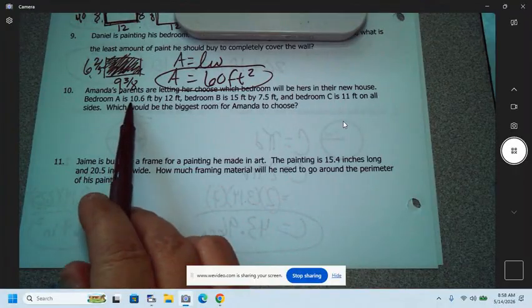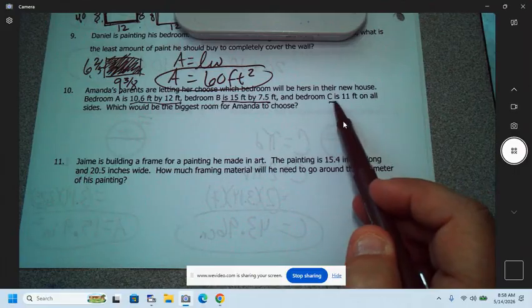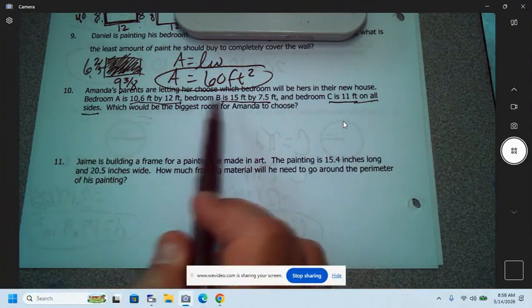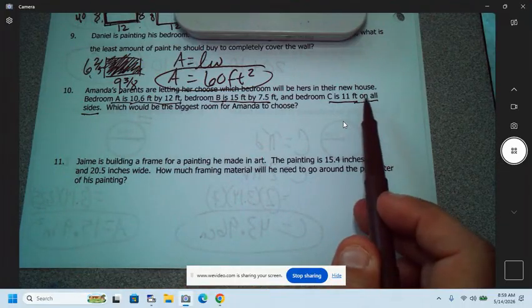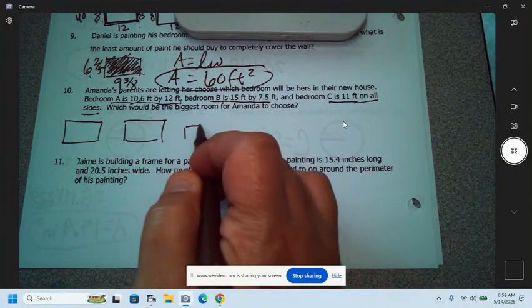All right, Amanda's parents are letting her choose which bedroom will be hers in their new house. Bedroom A is a 10 and 6/10 by 12. Bedroom B is this, and bedroom C says 11 feet on all sides. What is bedroom C shaped like? A square, because it's 11 feet on all sides. So she's got 3 rooms, this one, and then a square room.